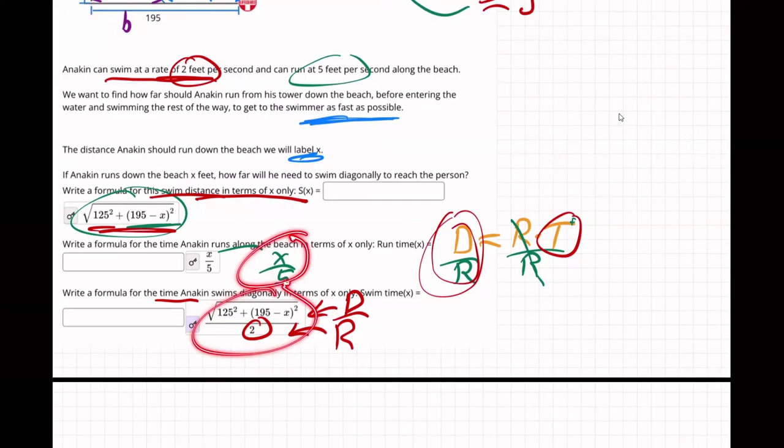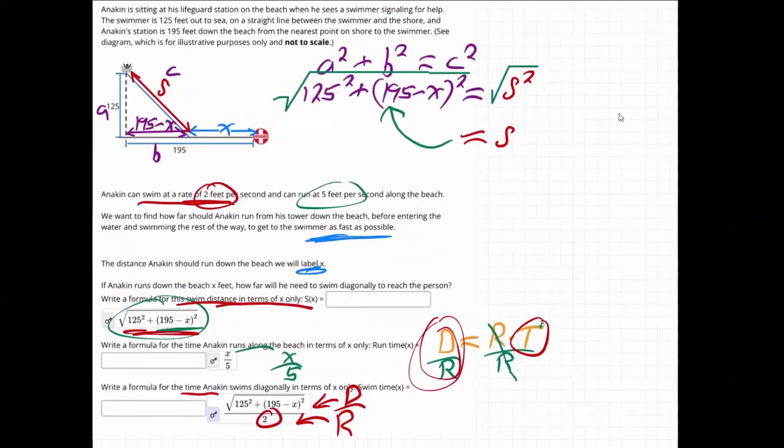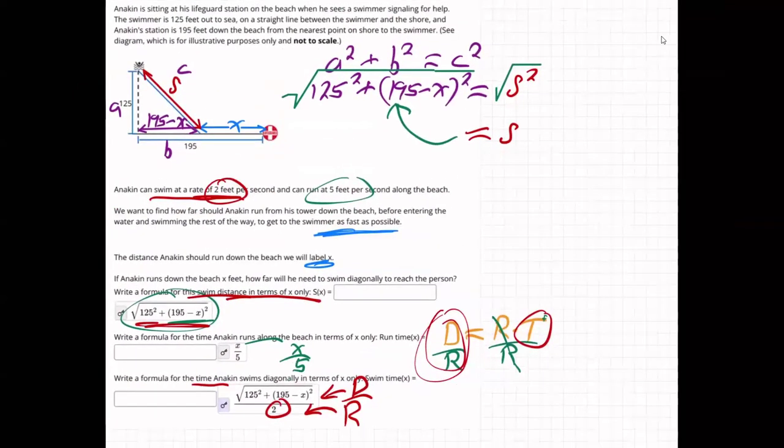And that's all we're going to do on this. This is just a setup problem. But on another problem, we'll finish this up. So if this is how long he runs, and this is how long he swims, add those together, we get the total time he runs and swims before he reaches the swimmer. And we want to minimize that, right? So we'll take the derivative and set it equal to 0 to get the minimum. We'll find x to find the minimum time to reach the swimmer. That'll be on another problem. This one is just the setup. And so there we go.